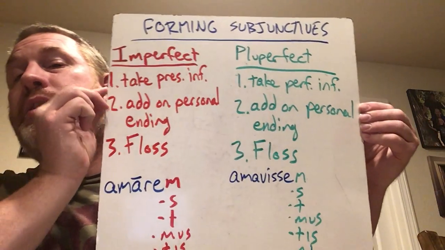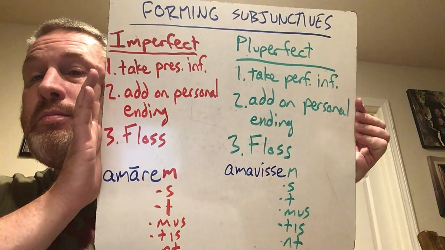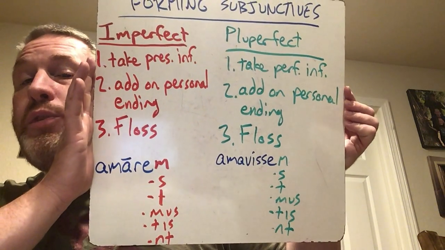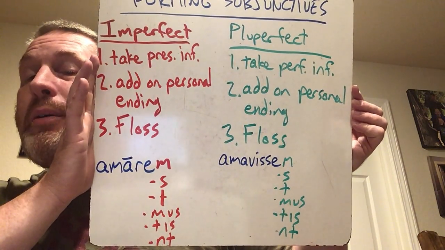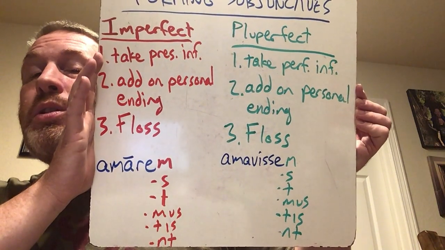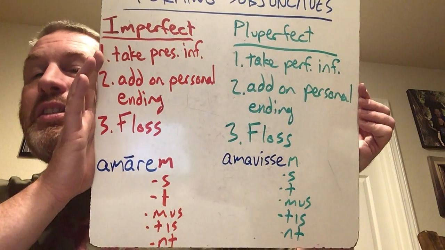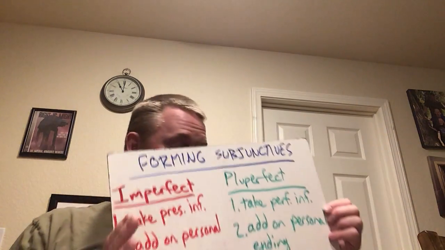So here's how you construct the subjunctive mood. Same process. That's all you've got to do. So amarem, amares, amaret, amaremus, amaretis, amarent, amavissem, amavisses, amavisset, amavissemus, amavissetis, amavissent. That's how you construct them. Now go ahead and copy the chart on the bottom of page 151, and then copy the charts on page 152.